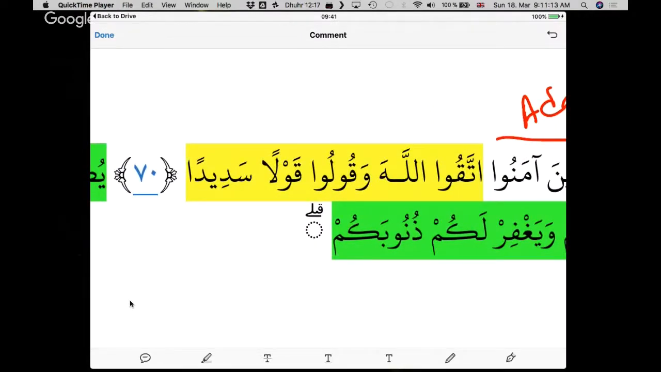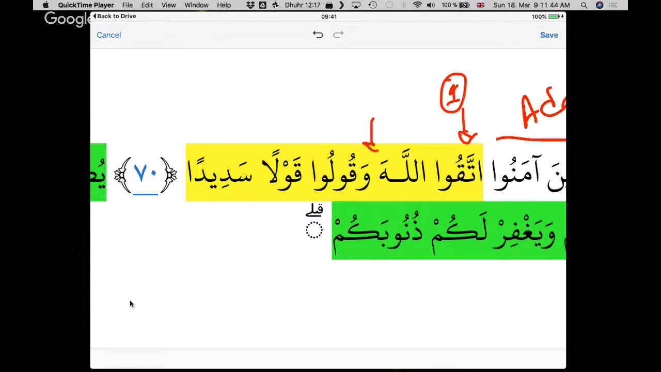Ittaqullah. What is this ittaqu? Okay, this is a command. This is a command that you have found here, present tense command, because command is always present tense. Ittaqullah. You have found the first command. This is the first command.